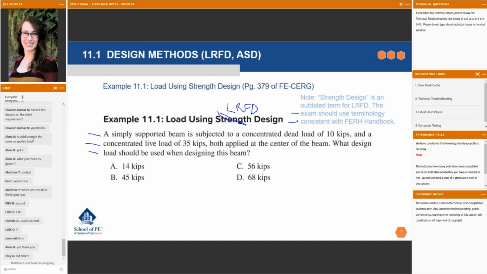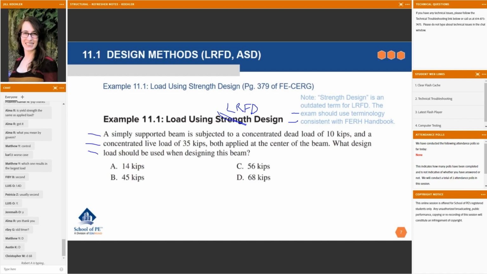A simply supported beam is subjected to a concentrated dead load of 10 kips and a concentrated live load of 35 kips, both applied at the center of the beam. What design load should be used when designing this beam?